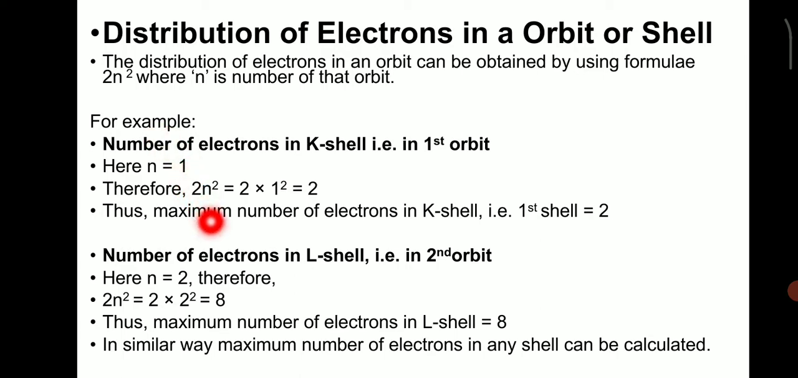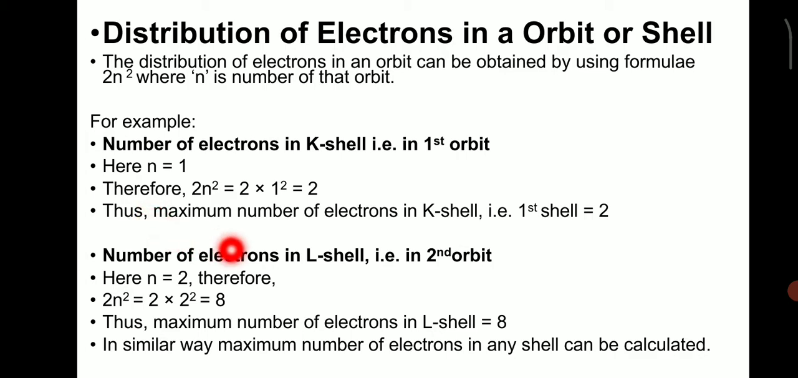So substitute 1 for n here. n square means 1 square. 2 into 1 square, that is 2. So how many electrons can be held in the K shell? 2 electrons. According to their energy capacity, it can hold only 2 electrons in its orbit. So the K shell can hold only 2 electrons.